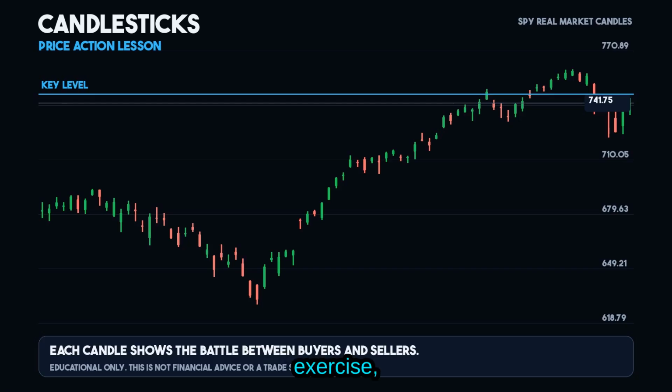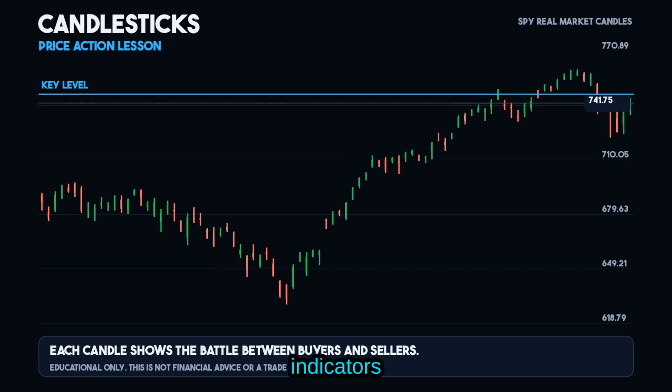In addition to this exercise, I recommend that you practice identifying different types of candlestick patterns. These patterns can be powerful indicators of a trend change or reversal, and mastering them will help you become a better trader.